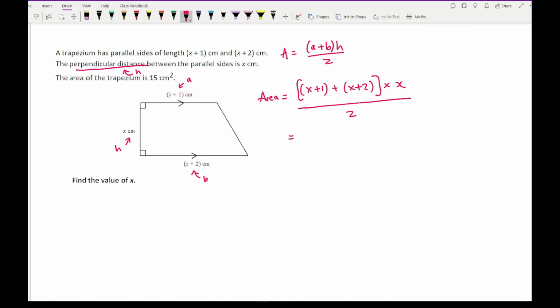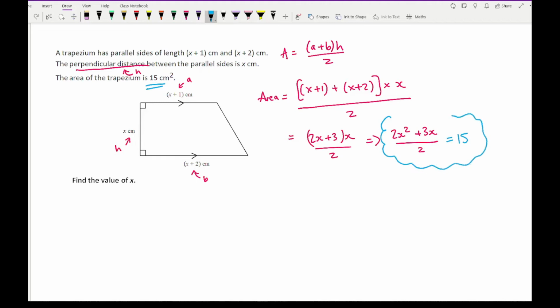Now simplifying this, I get 2x plus 3 times x divided by 2, and simplifying that further, I get 2x squared plus 3x, all divided by 2. Now it then says that the area is equal to 15, so that then equals 15. So what I need to do is now solve this.